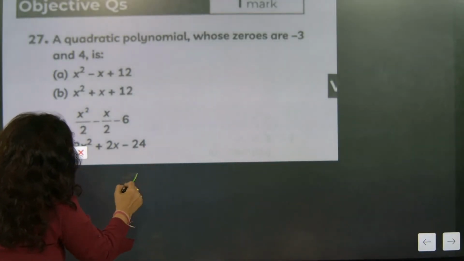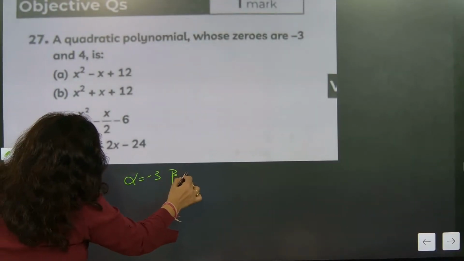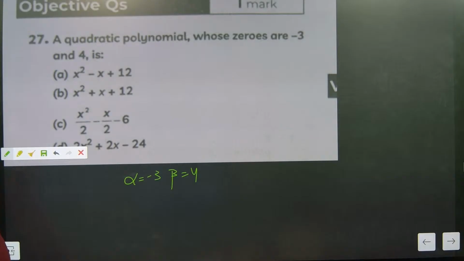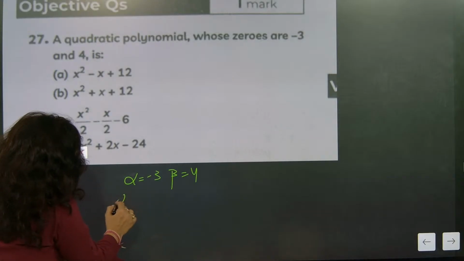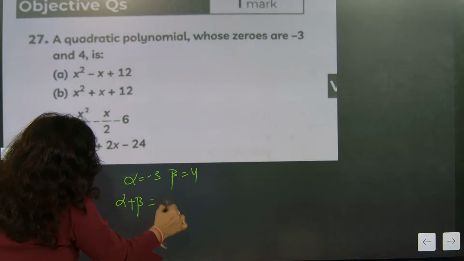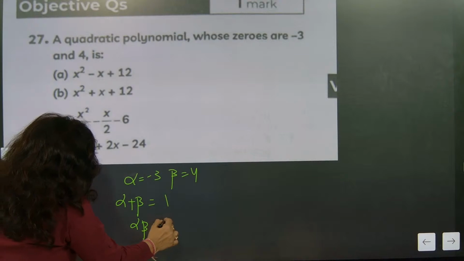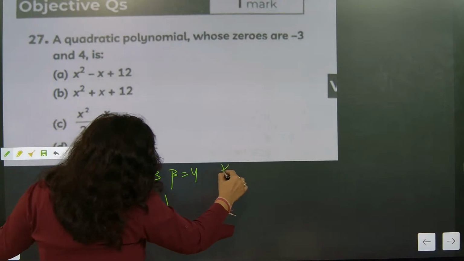See, alpha is coming as minus 3, beta is coming as 4. So now alpha plus beta is equal to 1. Alpha into beta is minus 12. So forming... yes sir.